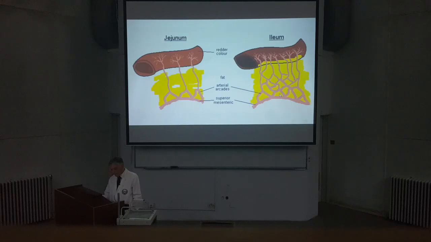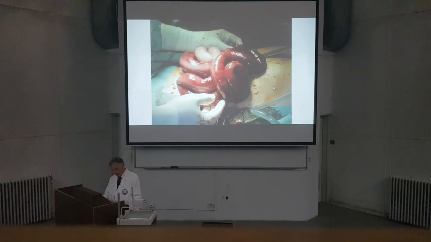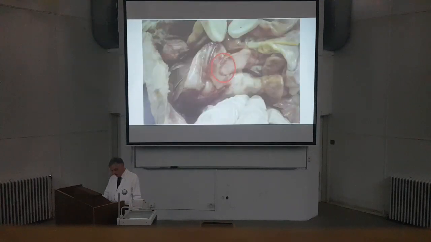In the ileum, there are multiple arcades, so it is harder for the ileum to get infarcted. This is an image of infarcted jejunum, where it dies and gets black. It has to be taken out. Here we are talking about the junction between the terminal ileum and the cecum.